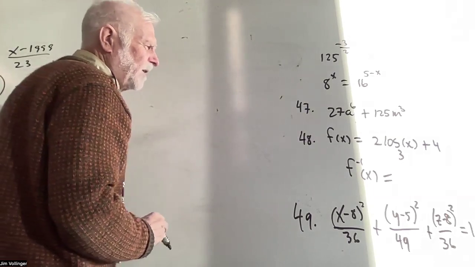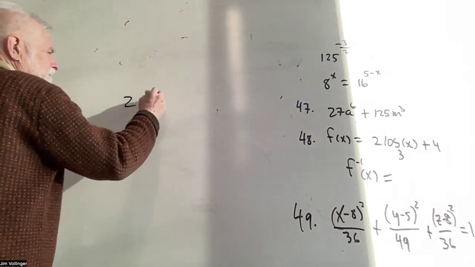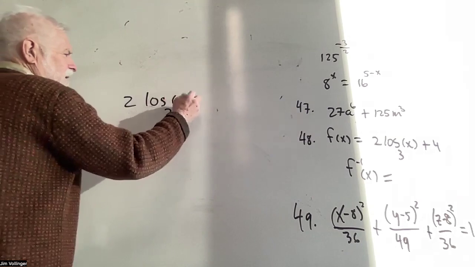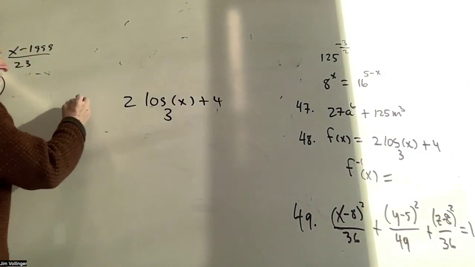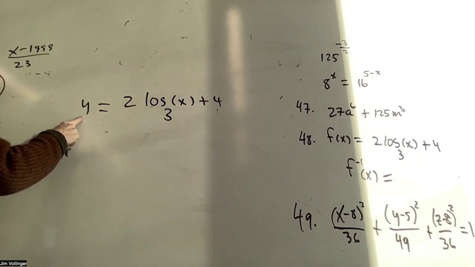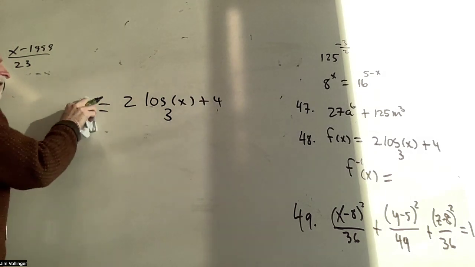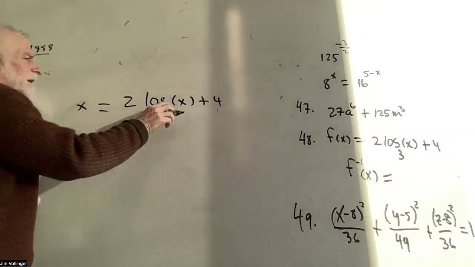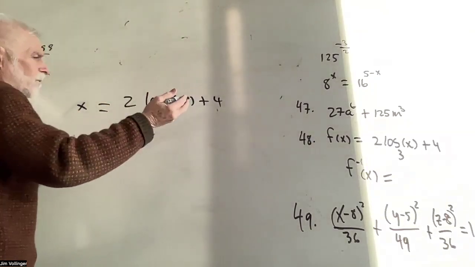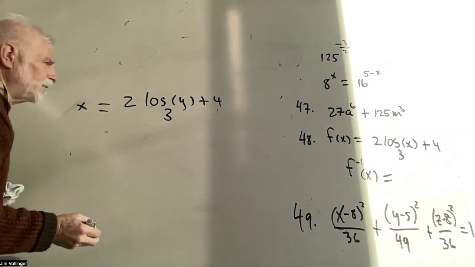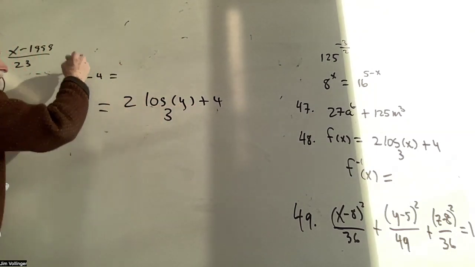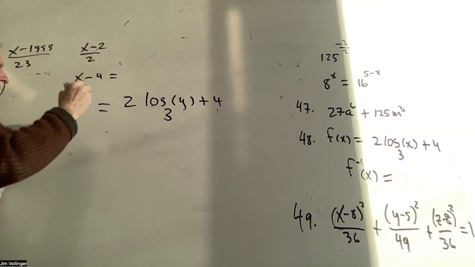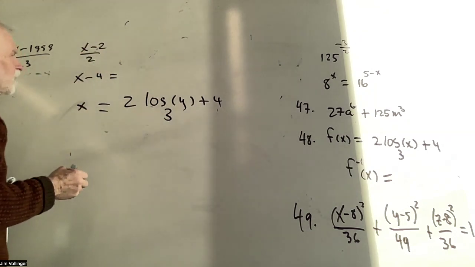2 log base 3 of x plus 4. What am I asking? The inverse. So the inverse is writing f of x as y equals, changing the x's and the y's, and then solving for y, which we lectured on 2 days ago. Addition of 4, subtraction of 4. Multiplication by 2, division by 2. Making sure I'm right here.